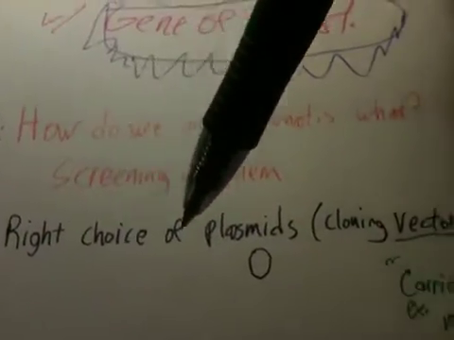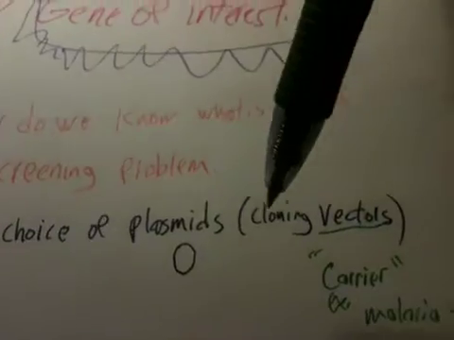And what this results in is a screening problem. We're having difficulty figuring out what is where. And how do we solve this? Well, one of the ways that we can solve this is by making the right choice of plasmids or cloning vectors.